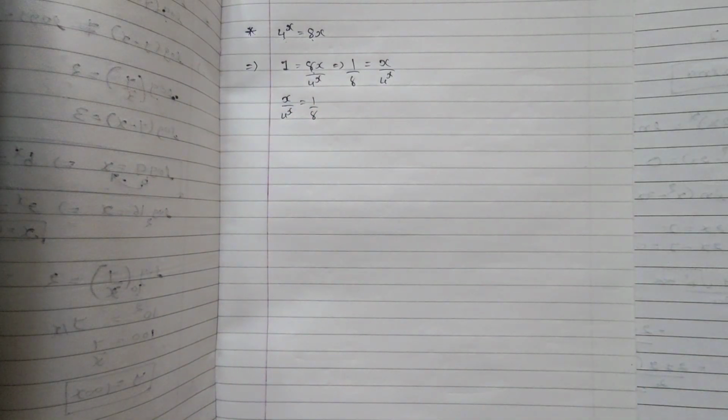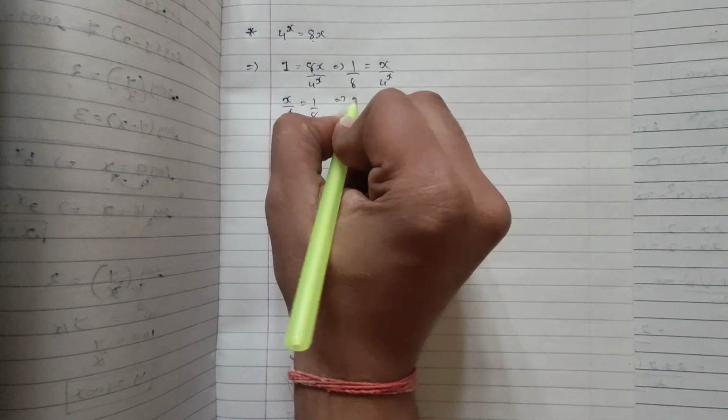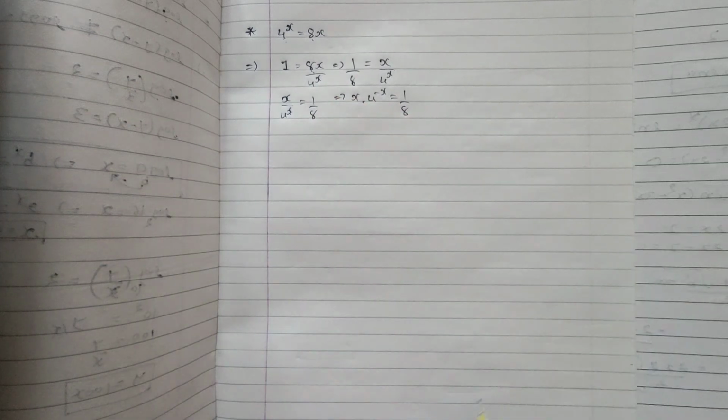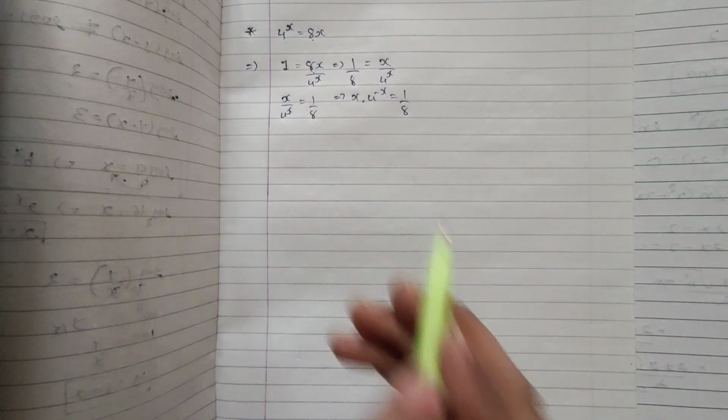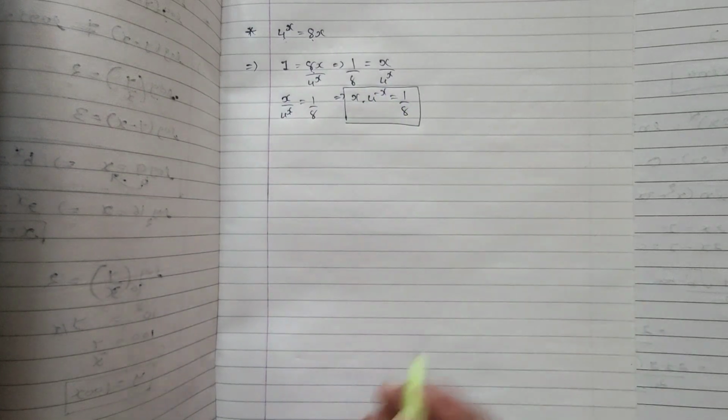Now what will we do? We will bring 4 to the x into the numerator, so it will become x into 4 to the minus x equals 1 by 8, right? I hope you are clear till now. This is a very easy section. x into 4 to the minus x equals 1 by 8.